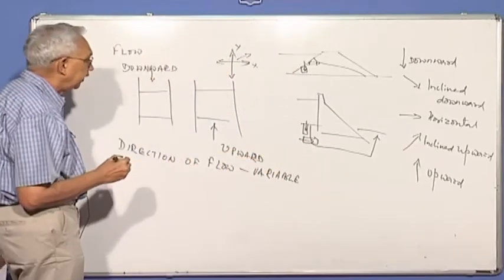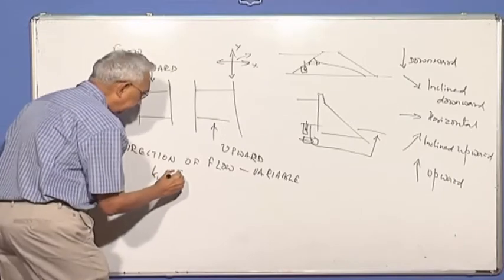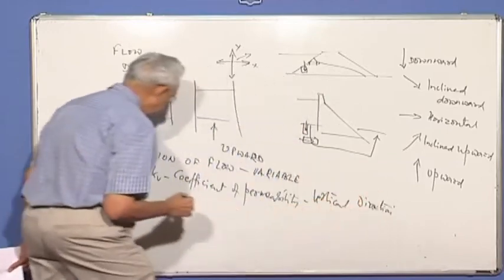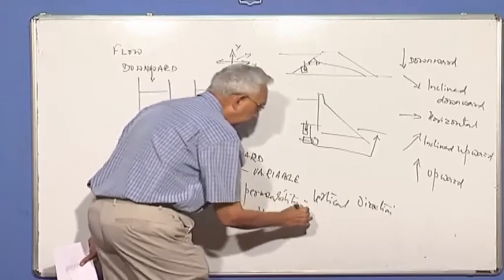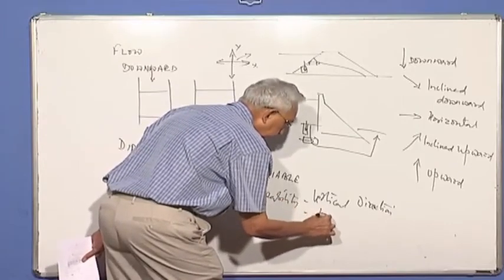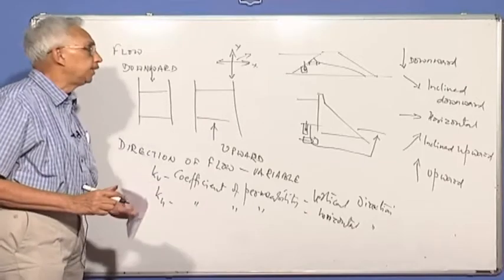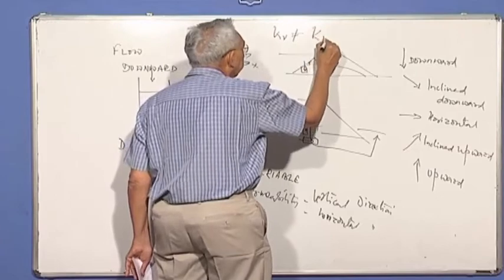So what you find is, if I call Kv the coefficient of permeability in the vertical direction, and Kh the coefficient of permeability for flow in the horizontal direction, these two values are not necessarily equal. Kv is not equal to Kh.